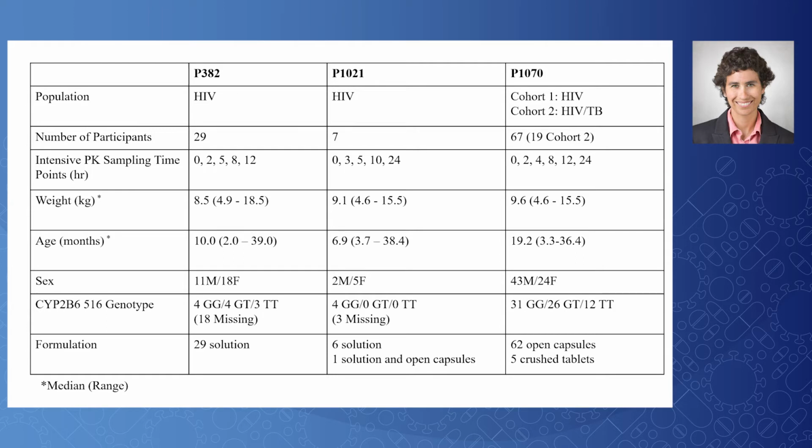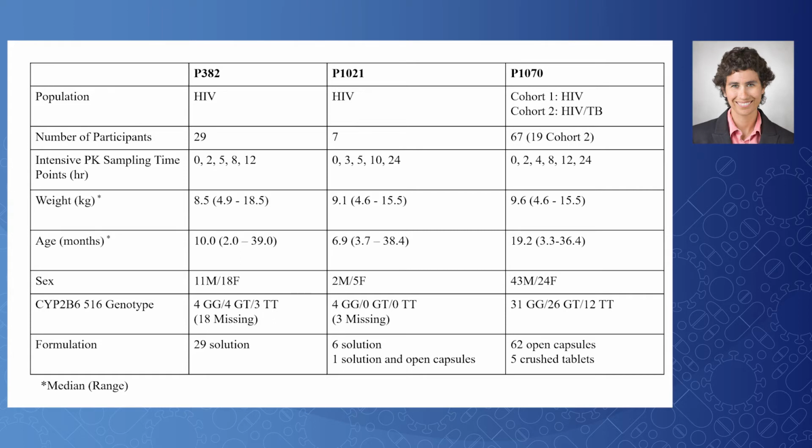All three studies utilized sparse and intensive sampling. 1070 looked at dried blood spots in addition to plasma sampling. There were 1,202 plasma concentrations and 561 dried blood spot concentrations included in the analysis. The median dose was 400 milligrams, with a range of 60 to 700 milligrams. 80% of patients had CYP2B6 genotyping information.